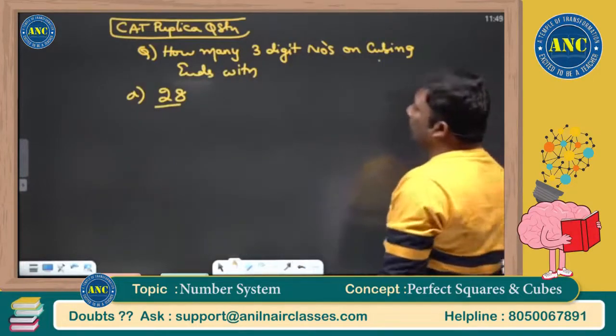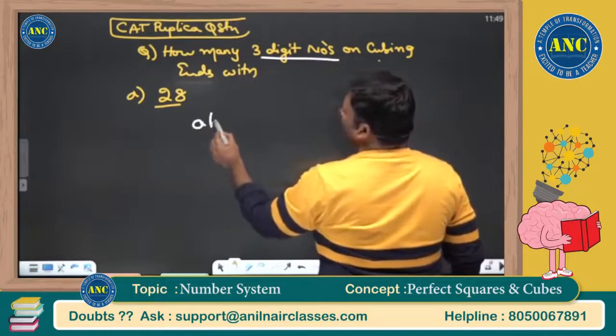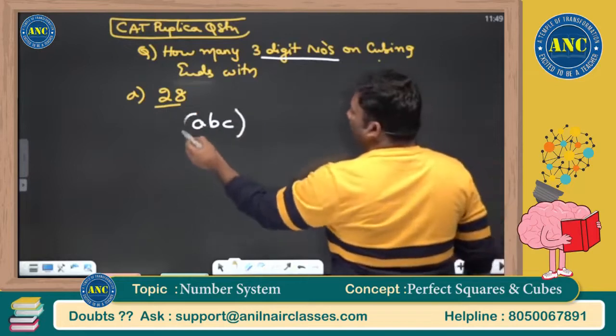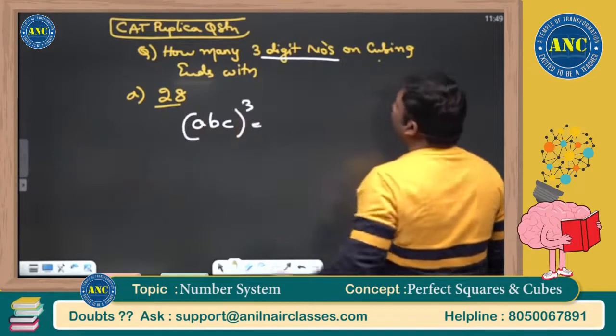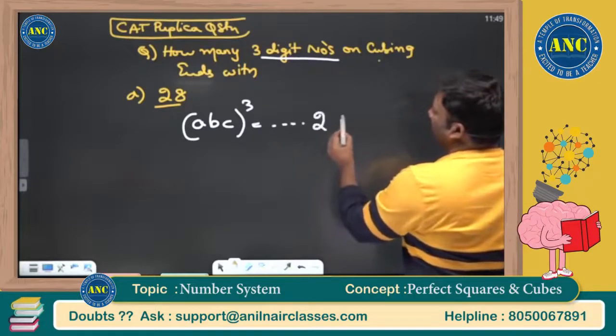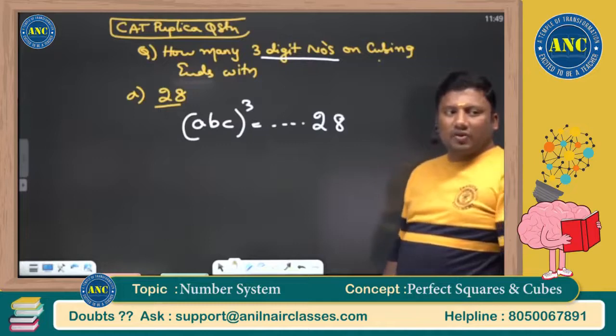First, let me read the question. He is saying that there is a 3-digit number. Let me call the 3-digit number ABC. On cubing, it is ending with 28.